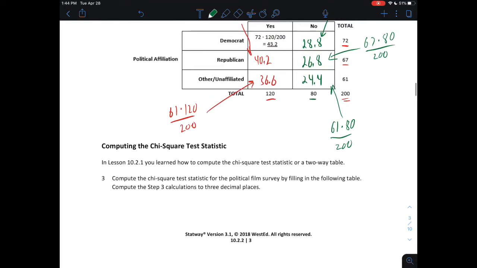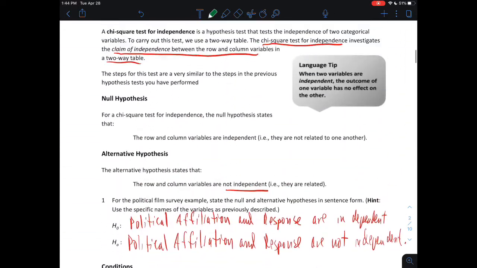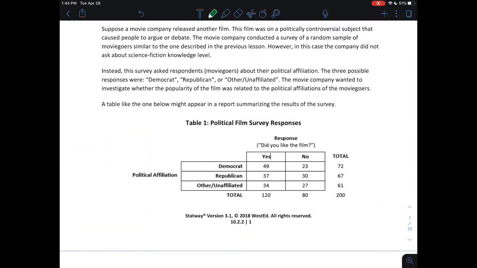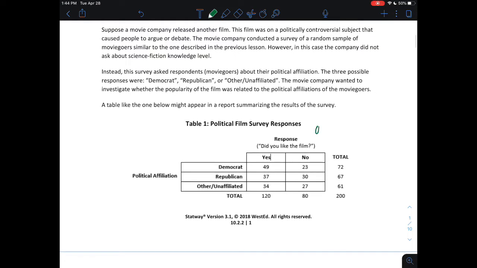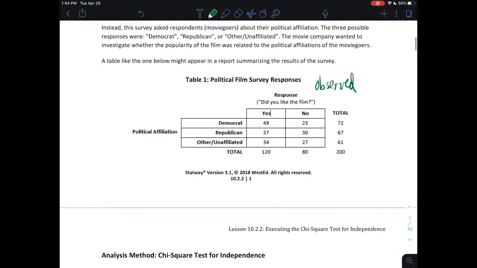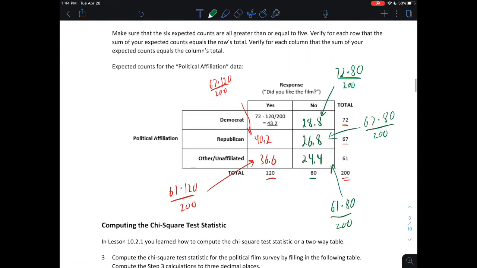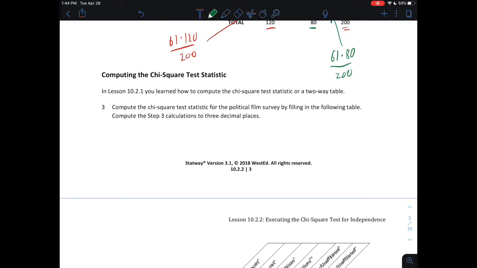So the next step, if you think of what we've done so far, we've got a table that has the observed responses because that came from a sample. And now we just calculated the expected table. So now it's time to calculate the chi-square test statistic. In lesson 10.2.1, you learned how to compute the chi-square test statistic for a two-way table. Number 3, compute the chi-square test statistic for the political film survey by filling in the following table. Compute the step 3 calculations to 3 decimal places.